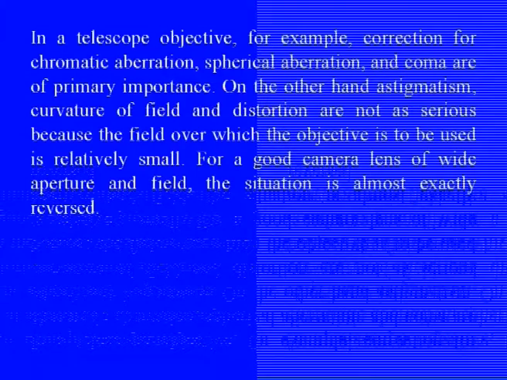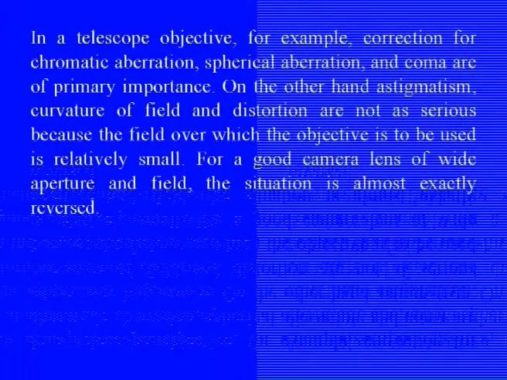In a telescope objective, for example, correction for chromatic aberration, spherical aberration and coma are of primary importance. On the other hand, astigmatism, curvature of the field and distortion are not as serious, because the field over which the objective is to be used is relatively small. For a good camera lens of wide aperture, wide angle, the field situation is almost exactly reverse.